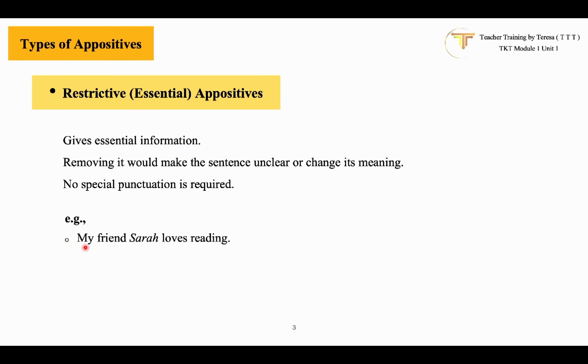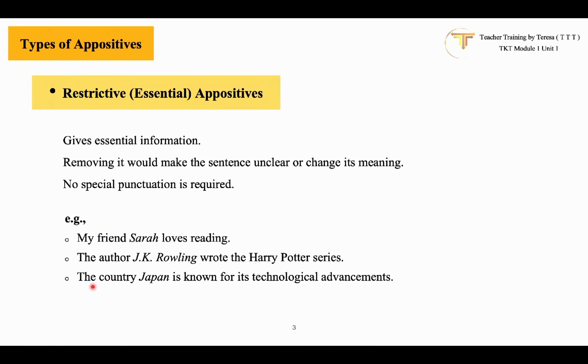Examples. My friend Sarah loves reading. The author J.K. Rowling wrote the Harry Potter series. The country Japan is known for its technological advancements.